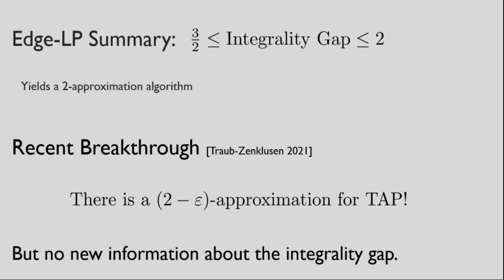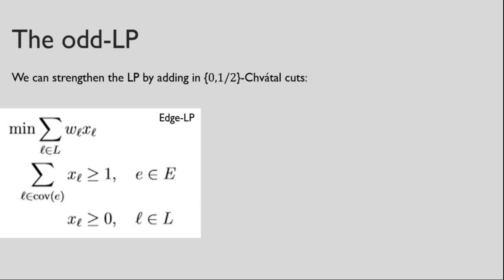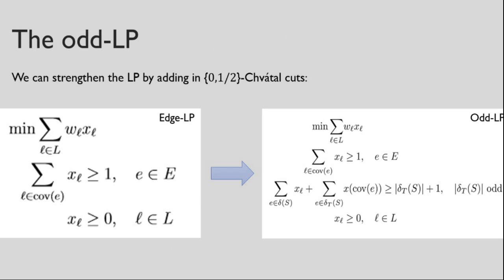Traub and Zenklusen showed that you can get a 1 plus ln 2, which is less than 2, approximation for the weighted tree augmentation problem. However, they do not shed any new light on integrality gaps of the associated linear relaxations, and that's what we were interested in. So we work with not the edge LP, but a stronger LP called the odd LP, and that's obtained from the edge LP by adding in the 0, 1/2 Chvátal cuts.